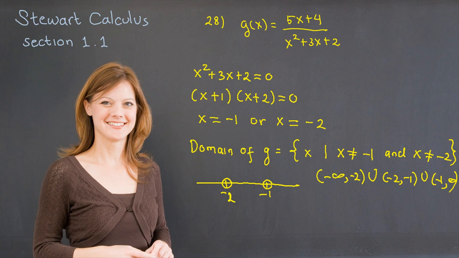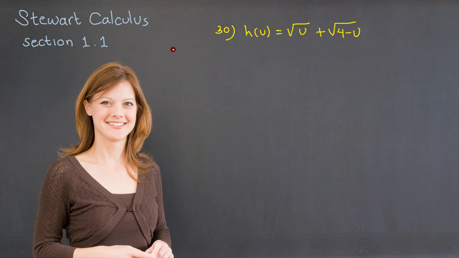Okay, now let us do one more problem. Problem number 30. We have the following function, h of u equals square root of u plus square root of 4 minus u. Let's see first. What is square root of -2? Okay. By definition, the square root of a negative number doesn't make sense. So in order for a square root to make sense, we need the input, the number under the square root, to be 0 or bigger. So the input for a square root function needs to be non-negative.